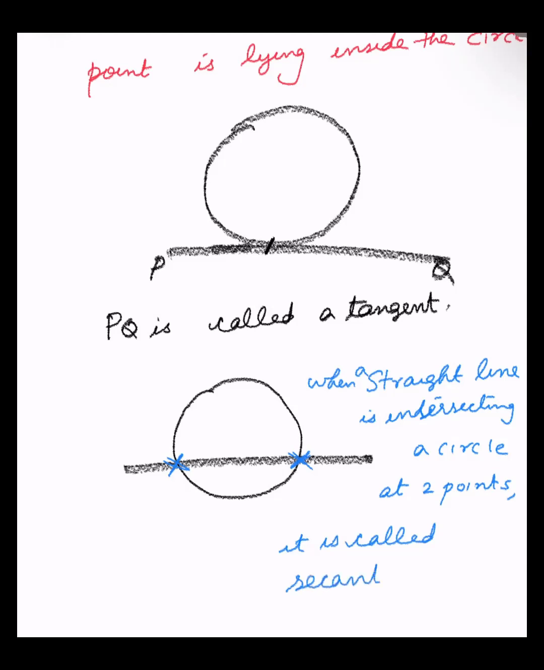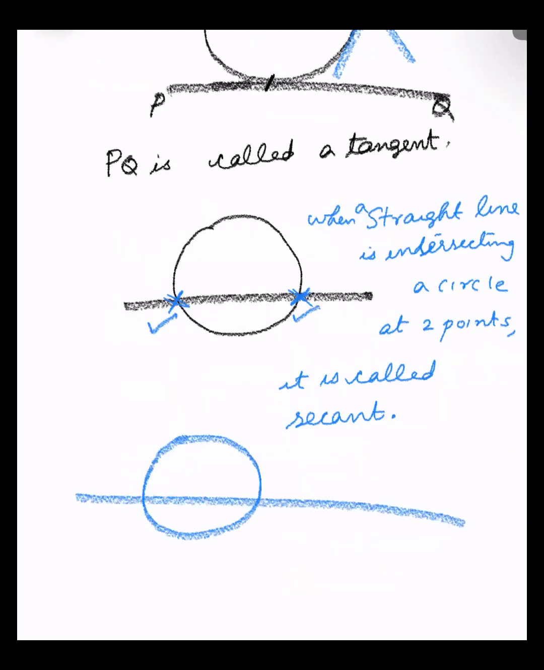Secant, SECANT. So what did we learn earlier? When a straight line touches only one point of a circle, that is called a tangent. When a straight line intersects a circle at 2 points, it is called a secant. The secant is a straight line cutting the circle at exactly 2 points. If a straight line just touches one point on the circle, it is called a tangent.